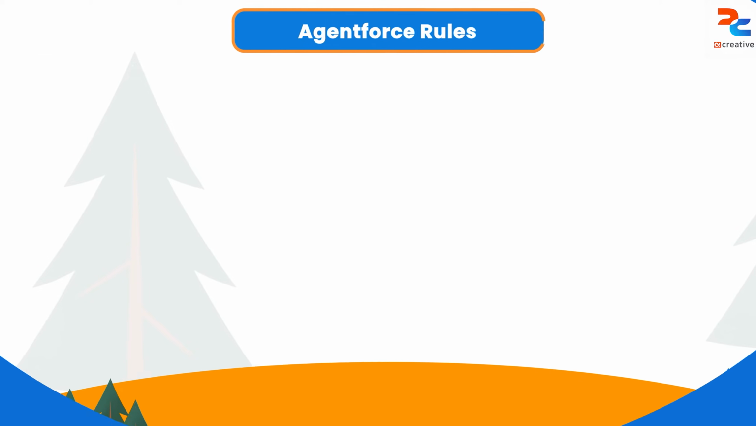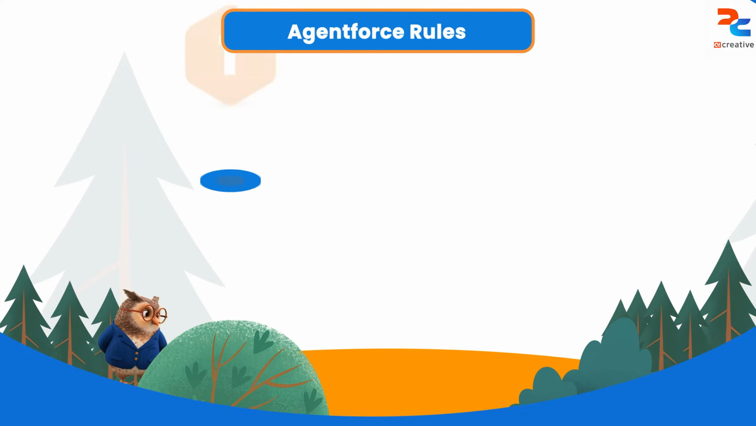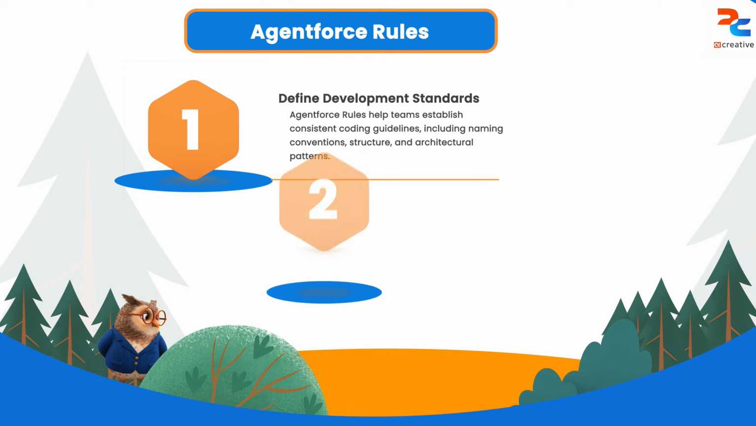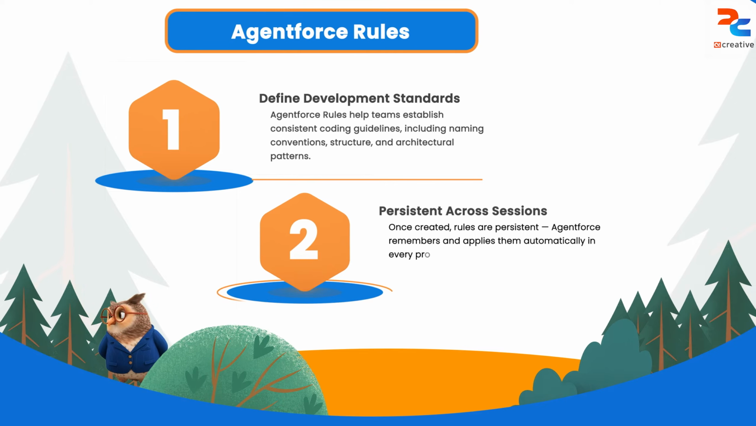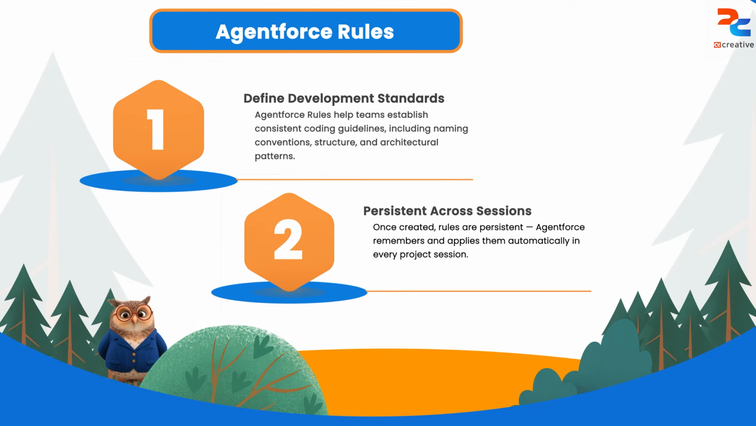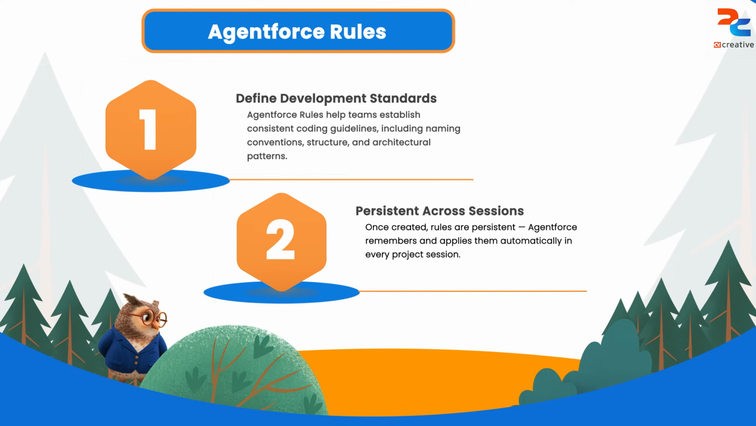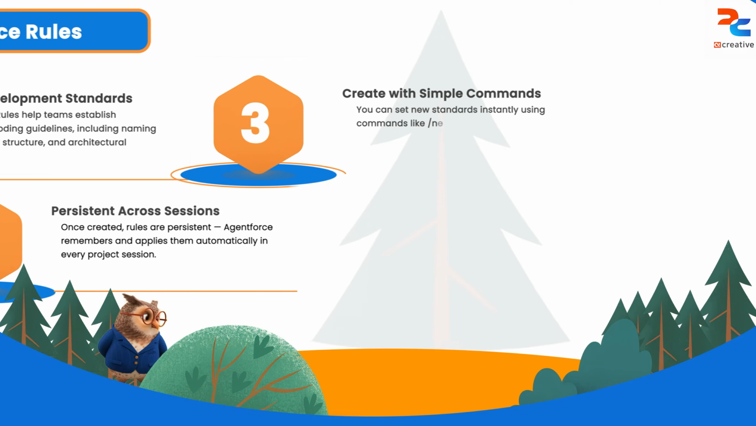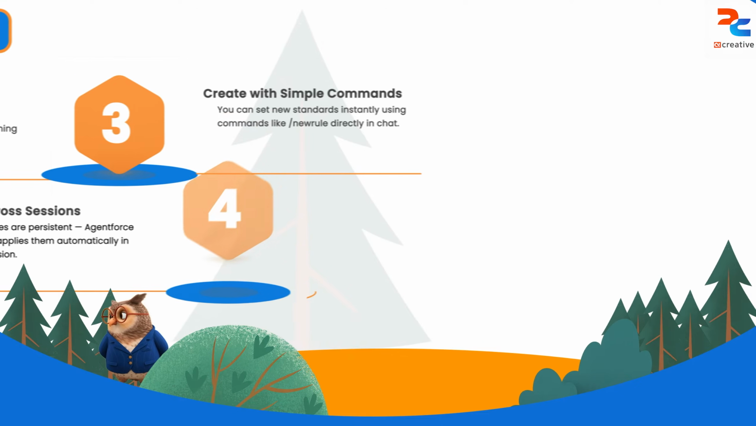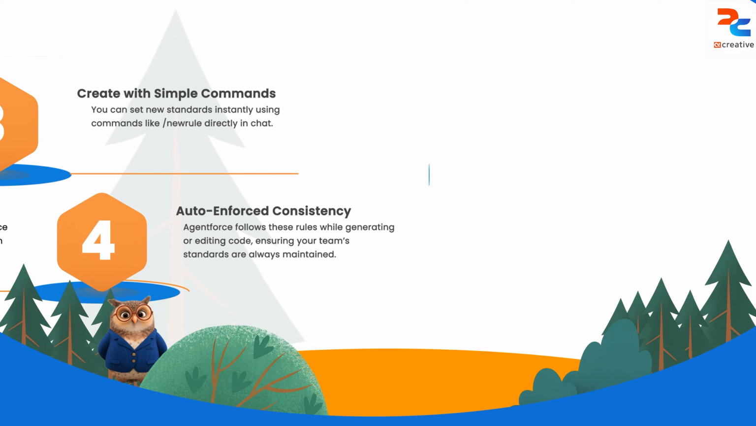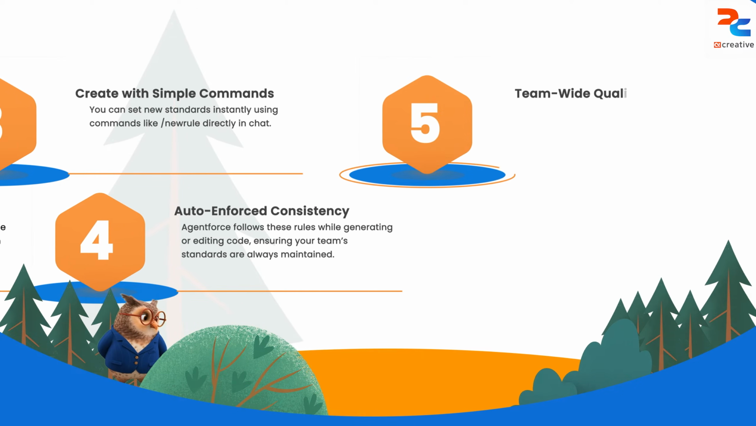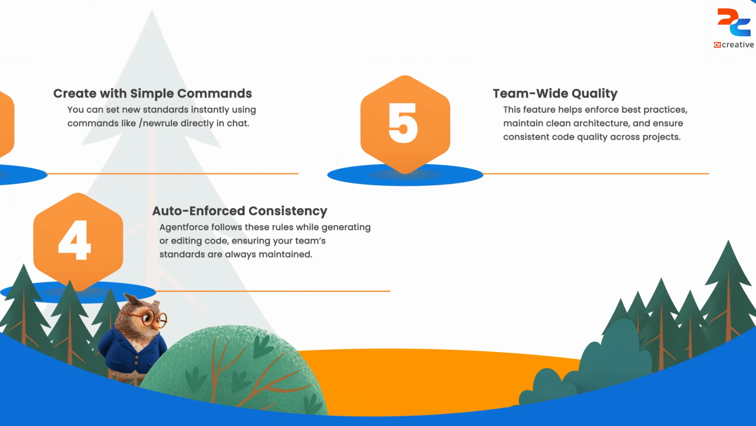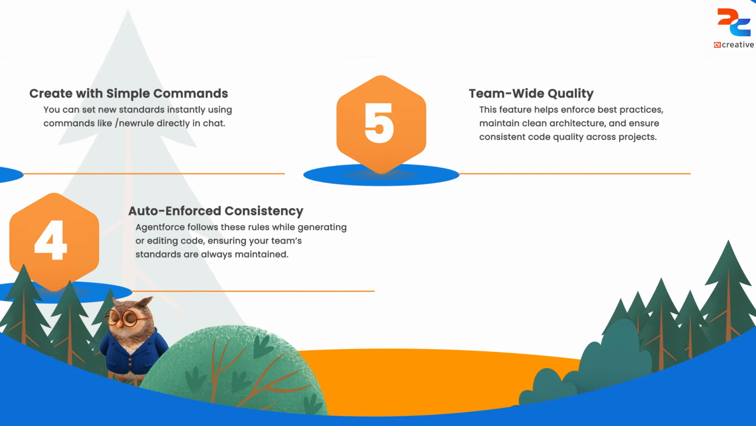The next feature that we are going to talk about is the Agentforce Rules and Workflows. Consistency is key in team development, and that's where Agentforce Rules come in. Rules are persistent instructions that define your coding standards. Things like naming convention, structure, and architectural patterns. You can create them in the chat with simple commands like / and the rule that you want, and Agentforce will know them automatically in every session. This helps teams enforce best practices, maintain clean code architecture, and ensure code quality across projects.